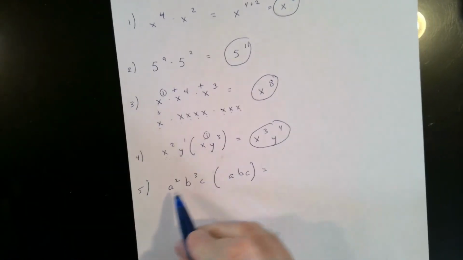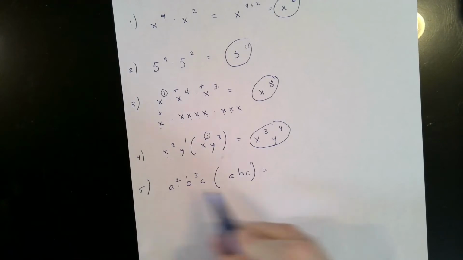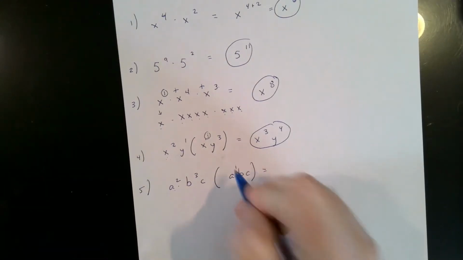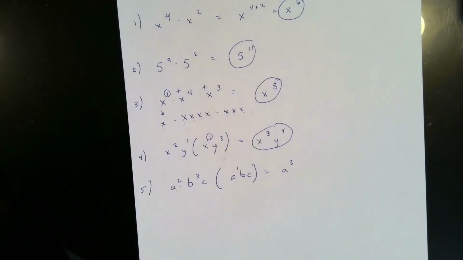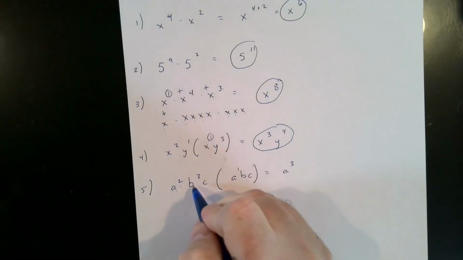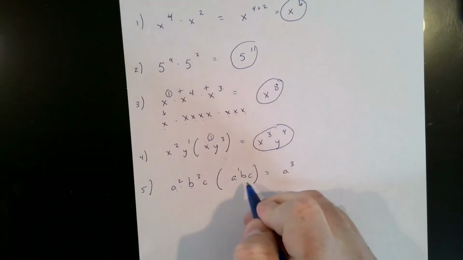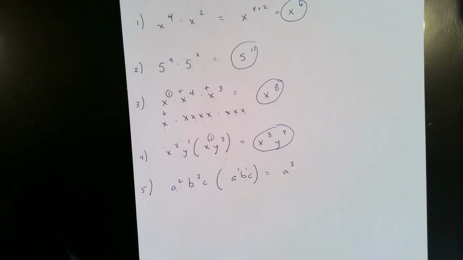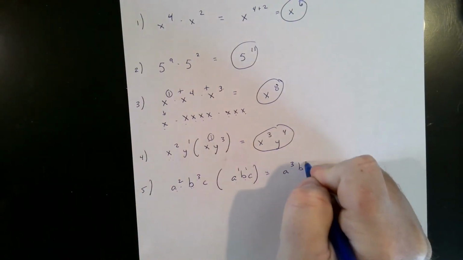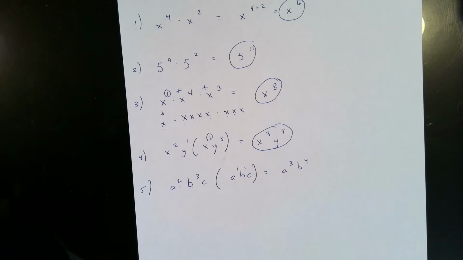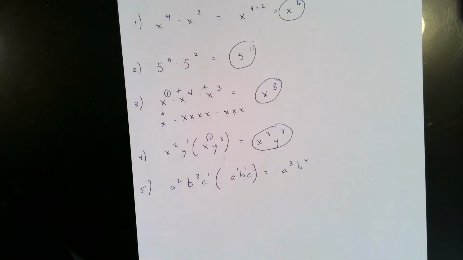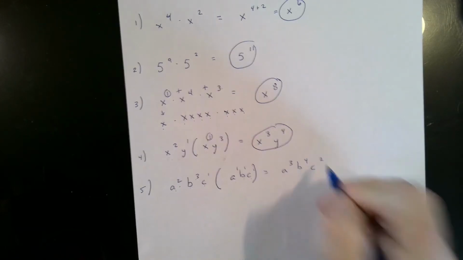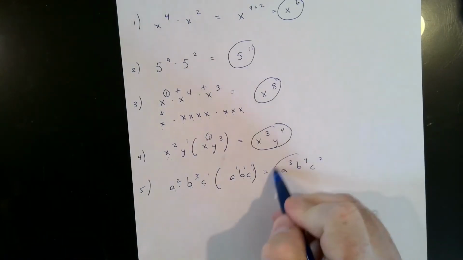Alright, so if you have a squared here, and you have one more a here, now we have a total of a to the third power. We have b to the third here, and one more b here, so now we end up with b to the fourth power. And c to the power of 1 and c to the power of 1, end up with c to the second power for our final answer.